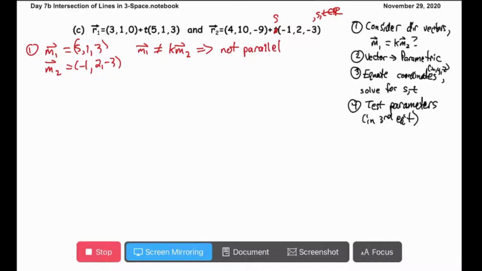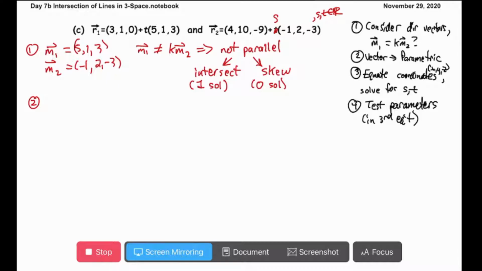So I have two options. Either they're going to intersect, one solution or consistent, or they are going to be skew and inconsistent, and there are zero solutions to the system of equations made by these two lines.